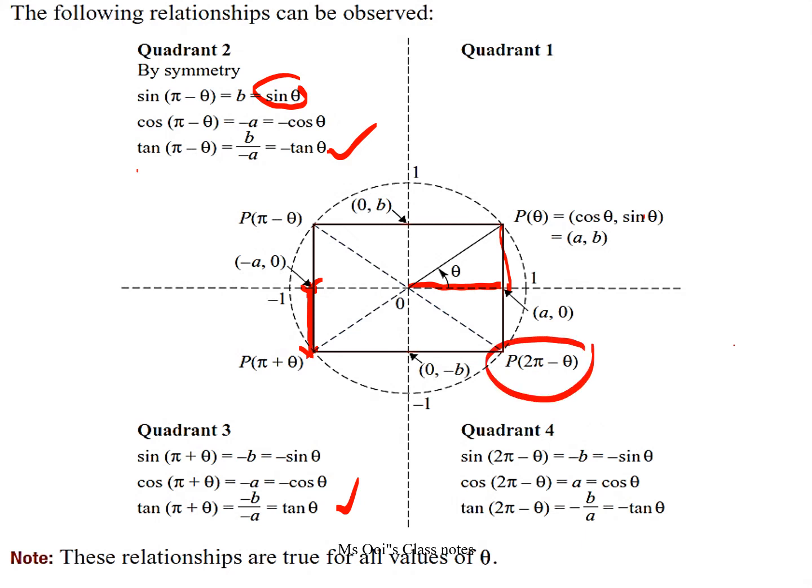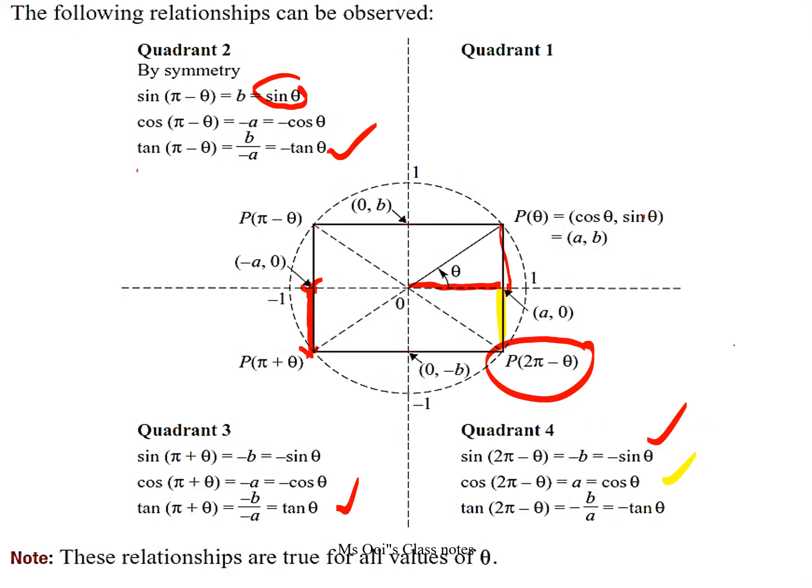And the fourth quadrant is the 2 pi minus theta quadrant. In terms of the angle, it is 2 pi minus theta, so the y coordinate, sine of 2 pi minus theta, is negative sine theta, because that is negative. And the x coordinate is cos of 2 pi minus theta, which is cos theta, and the tangent is just negative B over A, which gives you negative tangent theta.